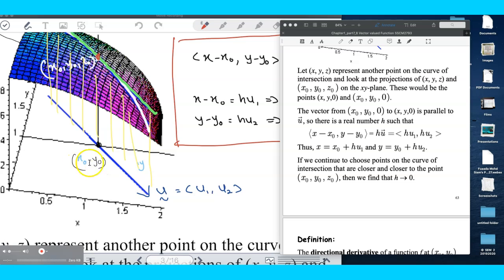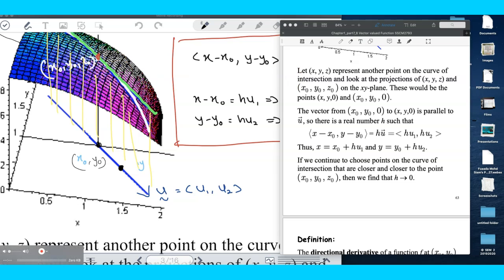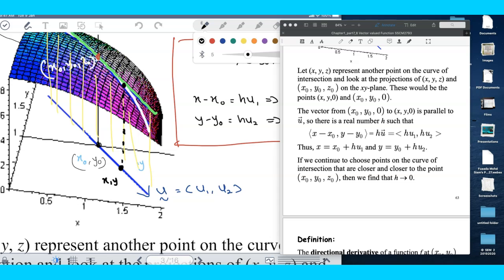So on the 2D xy plane, we have x not, y not. Let's say we choose any point along the curve. Then when we do a projection, the point belongs to (x, y), and then z. So this is (x, y).